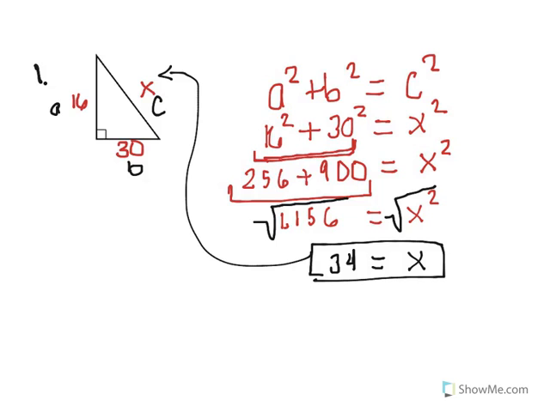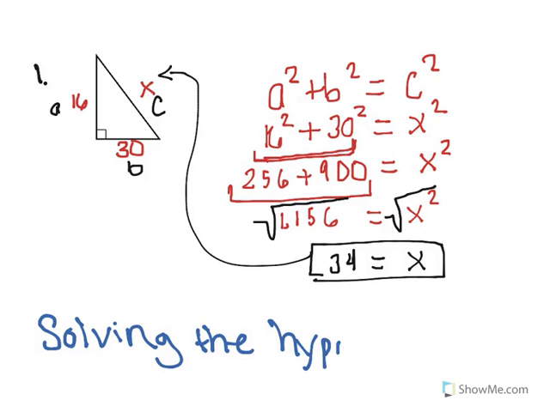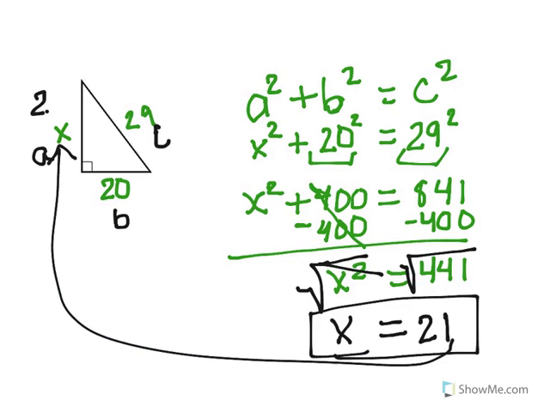So going back, our first problem was how to solve for the hypotenuse. You might want to make a note of that. So this problem was solving for the hypotenuse, that slanted side. And that second problem we did, number 2, is solving for a missing leg of our triangle.